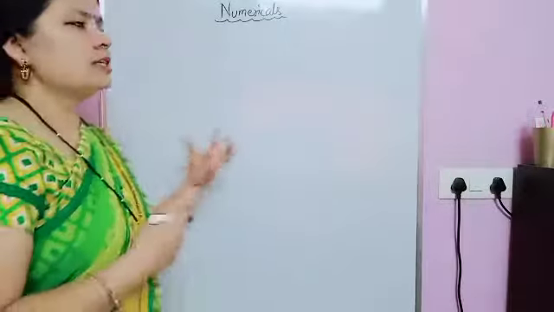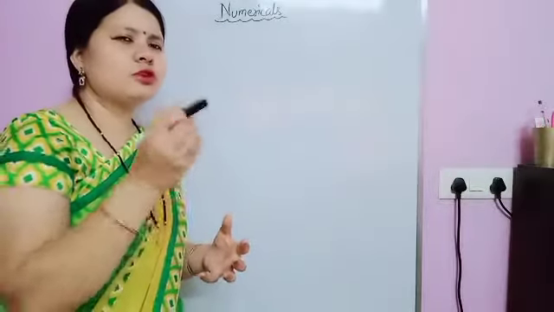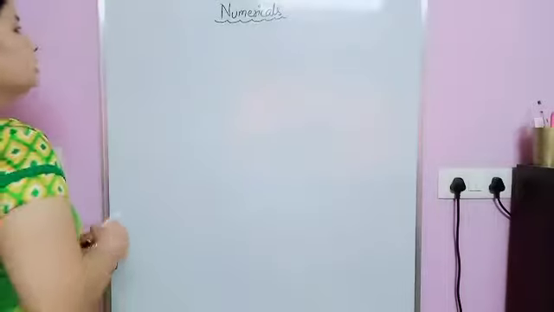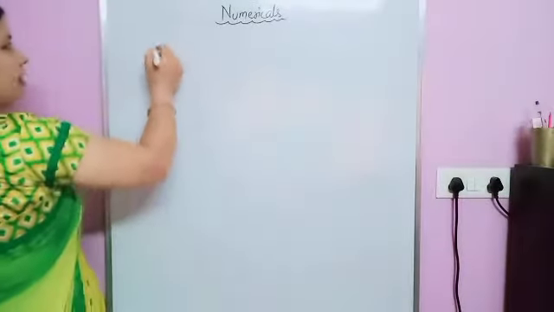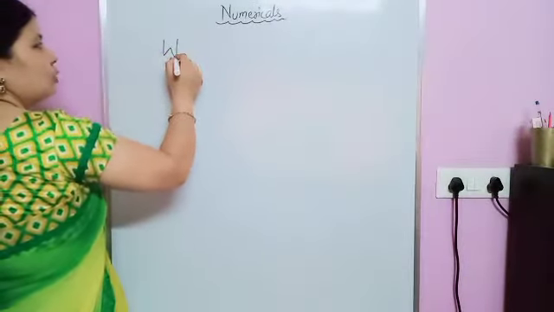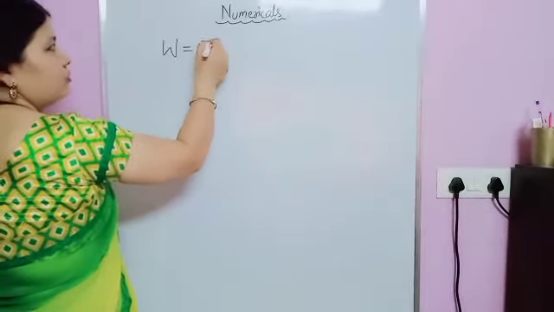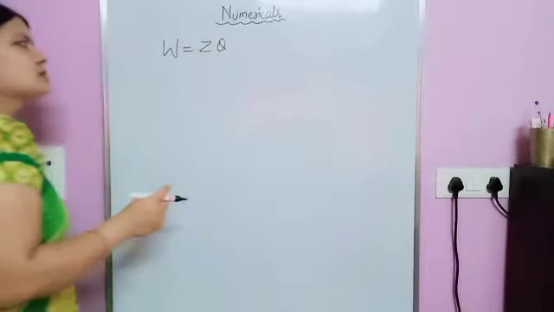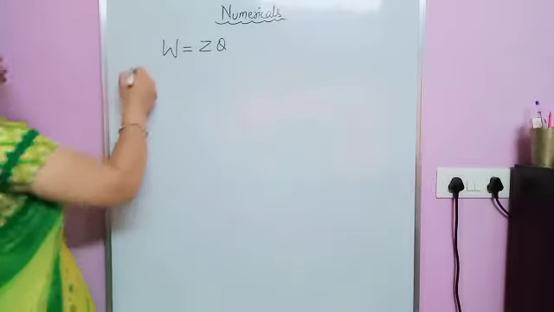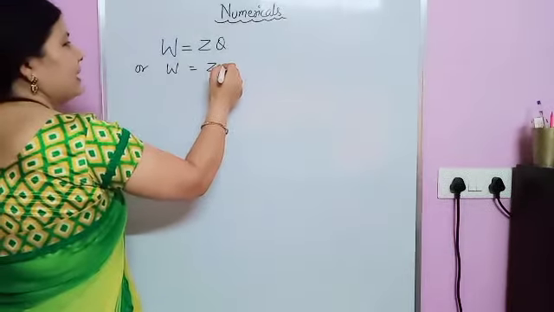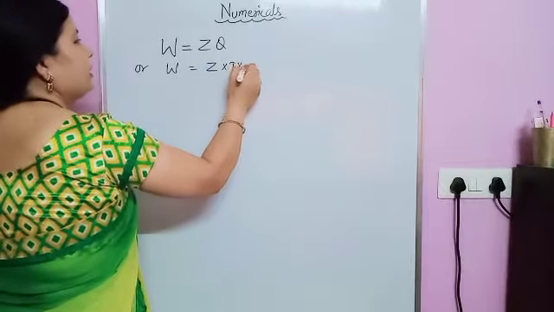Before I start with the numericals, first of all, a short revision of that formula. Hope all of you have learned that formula. If you remember what we have learned, W is directly proportional to Q. When we remove this sign, your formula is W is equal to Z into Q, or you can write W is equal to Z into I into T.